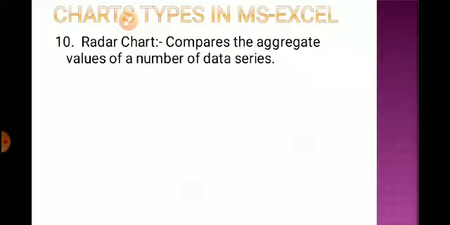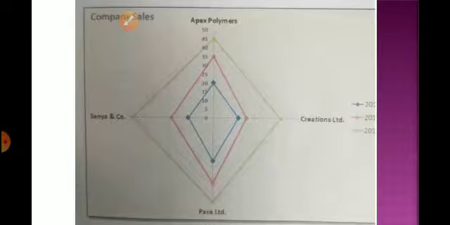The next chart is radar chart. In a radar chart, each category has its own value axis radiating from the center point. Lines connect all the values in the same series. A radar chart compares the aggregate values of a number of data series. This is radar chart. So mainly it is used to compare the aggregate values of a number of data series.